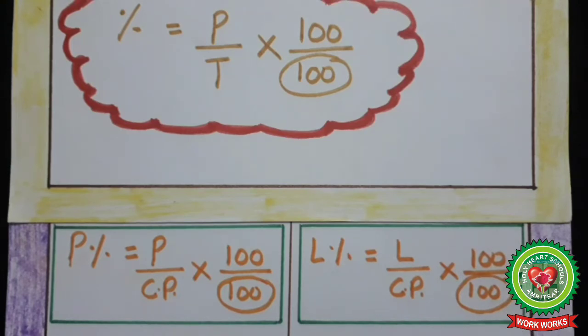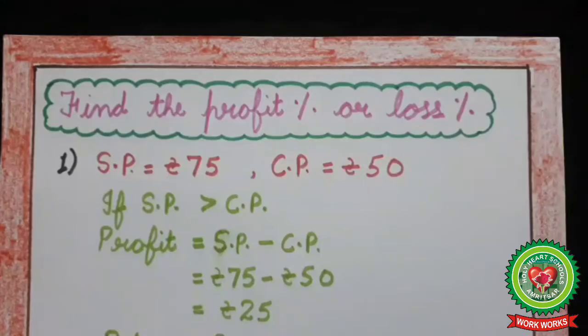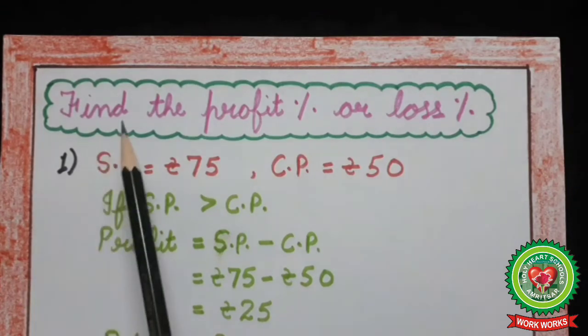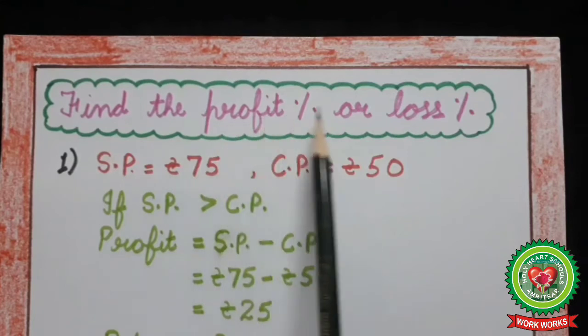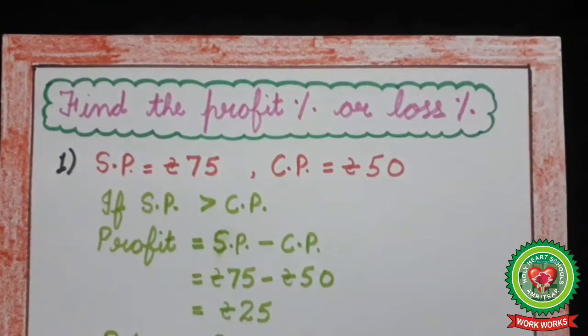Must remember one thing, that either you find profit percent or loss percent, always write down CP in the denominator. For the profit percent, you need profit, and for the loss percent, you need loss. So, let's start with the questions of profit percent and loss percent. Statement is, find the profit percent or loss percent.